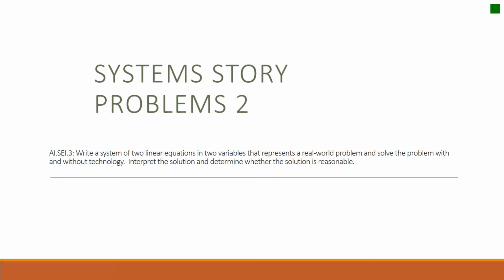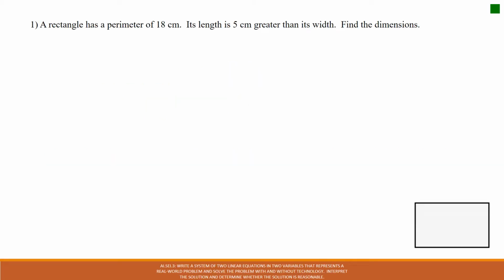Okay, more story problems, 8 slides. There's slide 2. A rectangle has a perimeter of 18 centimeters. Its length, so let's call this the length and call this the width. If you draw a picture, that's labeled.